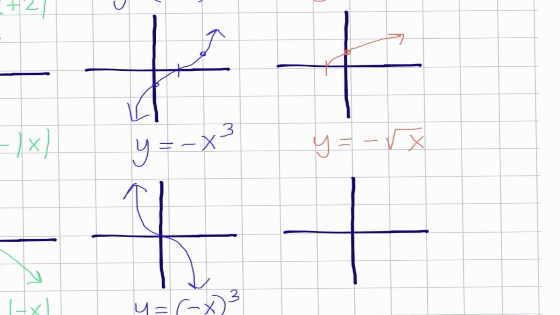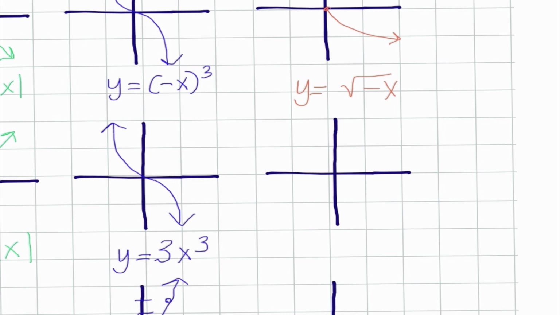Y equals the negative square root of x. We know that this means that we are doing a reflection in the x-axis. So instead of all being in quadrant 1, this is going to be down in quadrant 4.